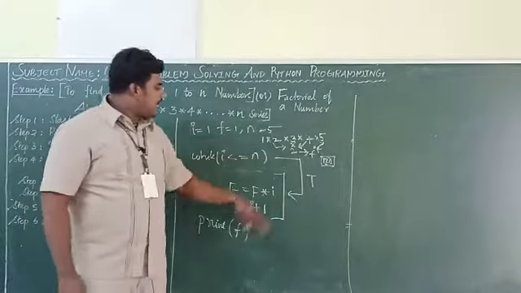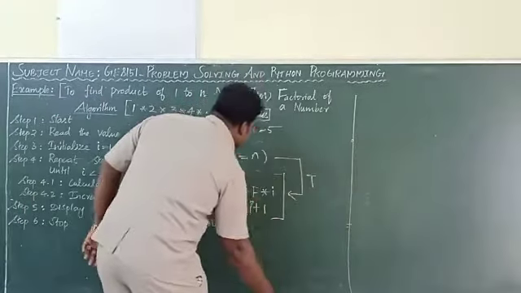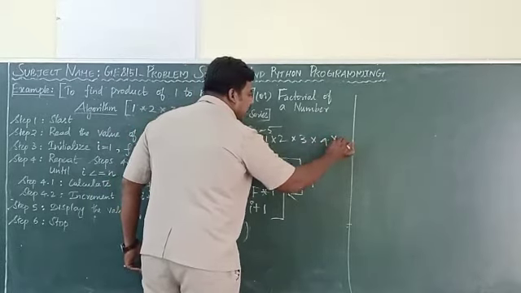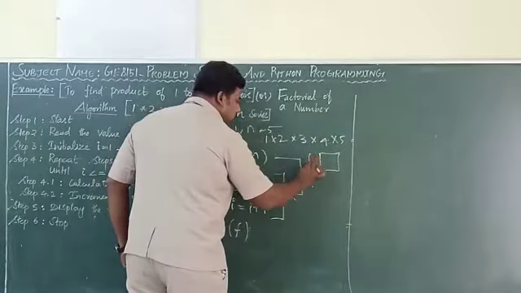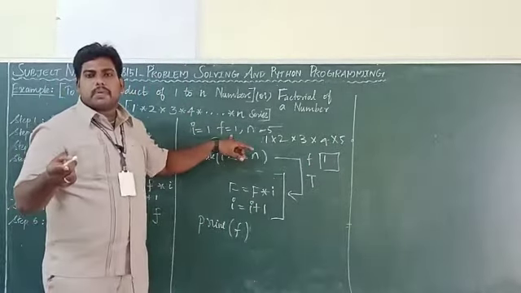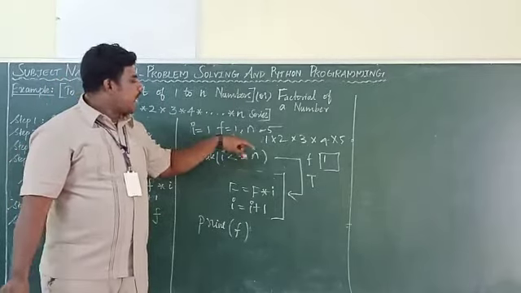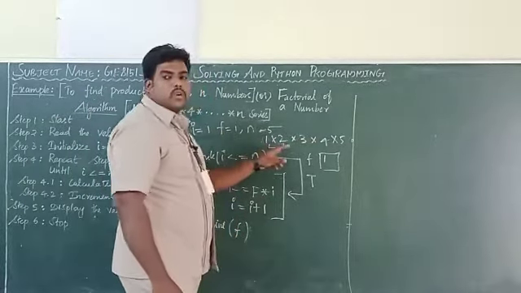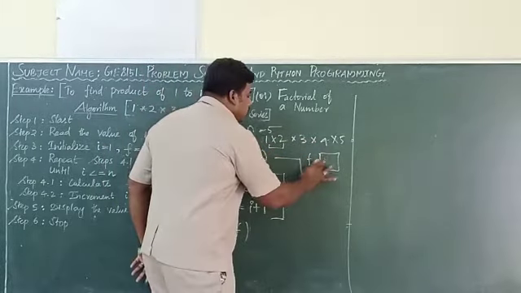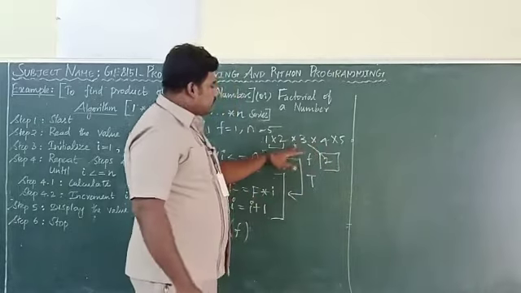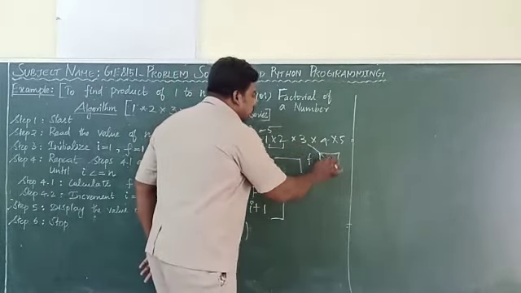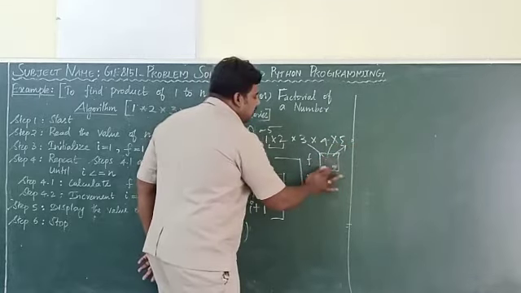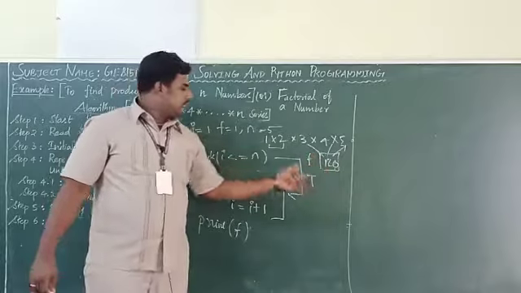For storing the intermediate answers, I will write clearly here: 1 into 2 into 3 into 4 into 5. At first consider f is 1. Why am I taking 1? Because any number multiplied with 1 gives the same value. Why am I using this f? Because I want to store these values. For example, first 1 into 2, what's the answer? 2. Already here 1 is there. 1 into 2, your answer is 2. Now multiply this with 3. 2 into 3, you will get 6. Now 6 with 4, you will get 24. Now 24 into 5, you will get 120. At last, inside the f, 120 is there.